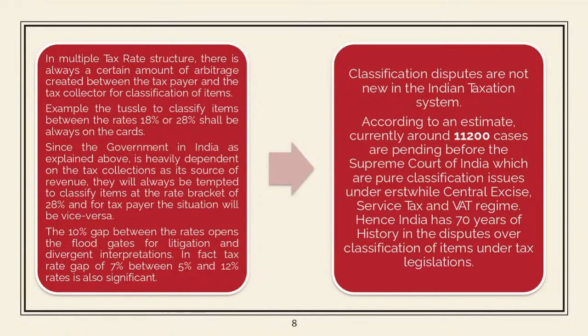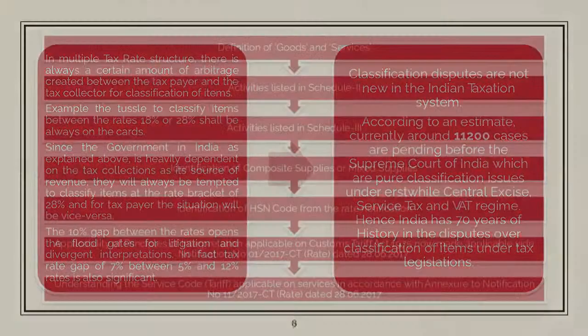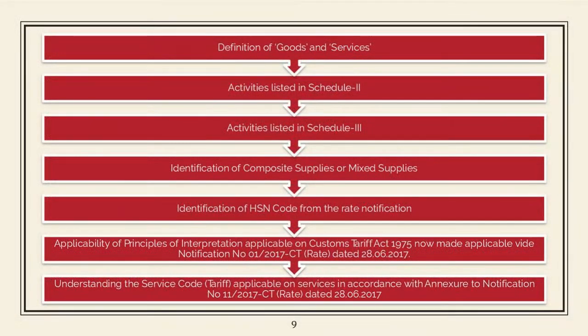So now let's come to the part which is problematic. Classification disputes have always been there. There are around 11,200 cases which are still pending before the Supreme Court of India, which are pure classification issues, coming from central excise, service tax, and the VAT regime. So we have a long journey with respect to litigation when we talk about classification. So what are the steps through which I will identify the rate, or the correct classification of my goods?